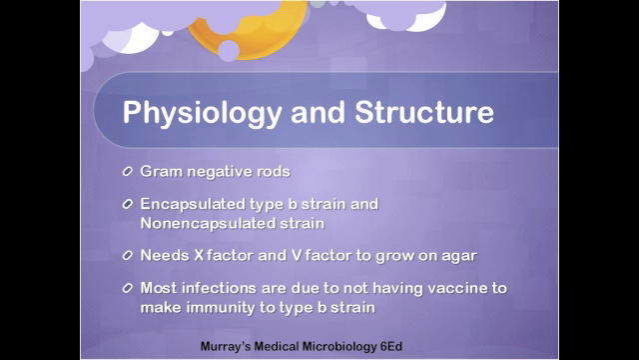H. influenzae is a picky eater. In order for us to grow it in lab, it needs to be grown on chocolate agar, which is warm blood. It also needs an X factor and a V factor to grow.